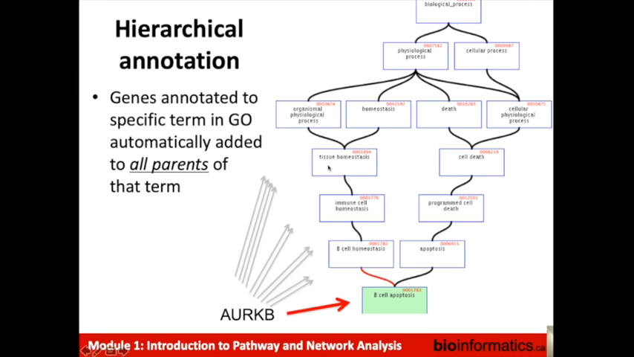Because of this hierarchy, and because multiple terms can be associated to a gene, once a given gene is associated to a term, that automatically associates the gene to all of the terms that are the parents of that term. And so that's one way of generating a lot of additional terms that are associated with a gene.